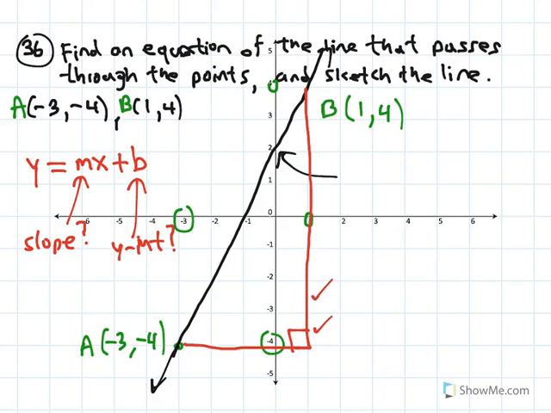The rise would be 1, 2, 3, 4, 5, 6, 7, 8. And the run would be 1, 2, 3, 4. So the slope is the ratio of the rise to the run. So it would be 8 divided by 4, or 2.